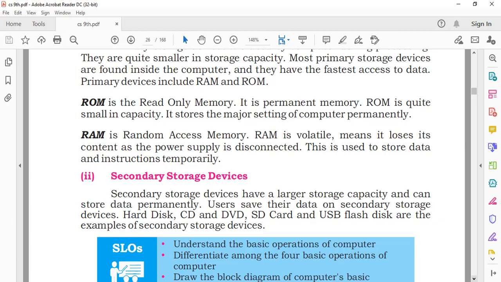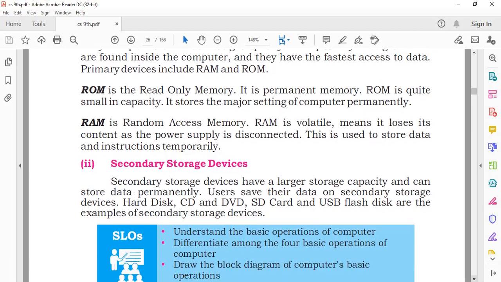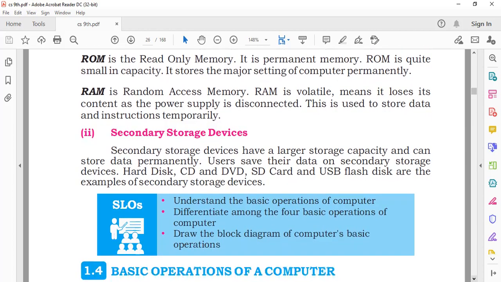And then there is the RAM. RAM is the random access memory, and RAM is very volatile, which means it loses its content as soon as the power supply is disconnected. If the power supply to the PC is disconnected, then the content you are about to save is lost, and it is used to store data and instructions temporarily. RAM stores your data, but only for a limited period of time.